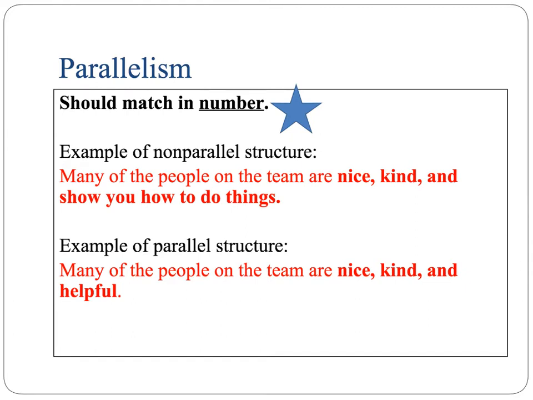All right, the next thing with parallelism, you also have to match in number. So what that means is the number of words if you have items in a series. So for example, many of the people on the team are nice, one word, kind, one word, and show you how to do things. That's multiple words. This is a phrase. So that's not parallel in structure. So I'm going to come down here and change this phrase to one word, helpful, that sums up what this means. And then nice, kind, and helpful, that is parallel.